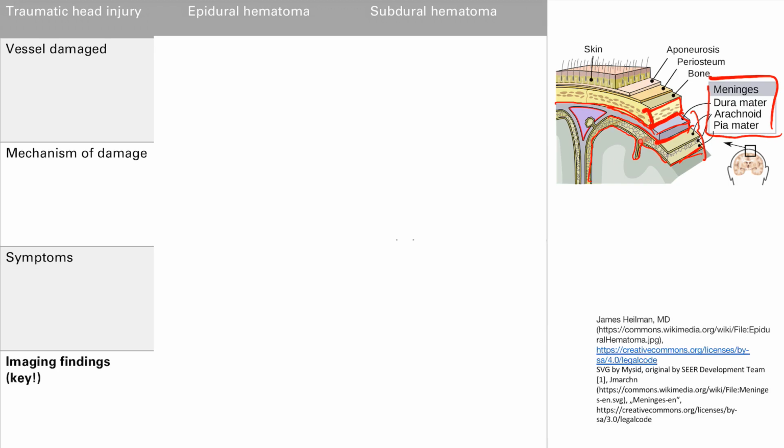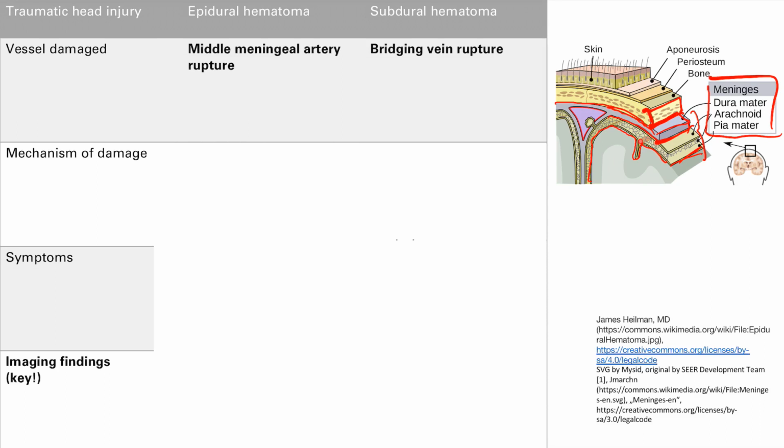So for epidural hematomas, if you look at the name, you would understand that the hematoma is going to be above the dura. It's going to be between the dura and the skull. Remember, there's a tight attachment. And the subdural hematoma would be below the dura, between the dura and the arachnoid layer, which are not as tightly attached. In an epidural hematoma, the vessel that is damaged is the middle meningeal artery. Note that this is a high pressure vessel, and we'll see why that's important later. For the subdural hematoma, it's a bridging vein rupture. This is a vein, so it's a low pressure vessel. Remember both of these vessels and which one is which.